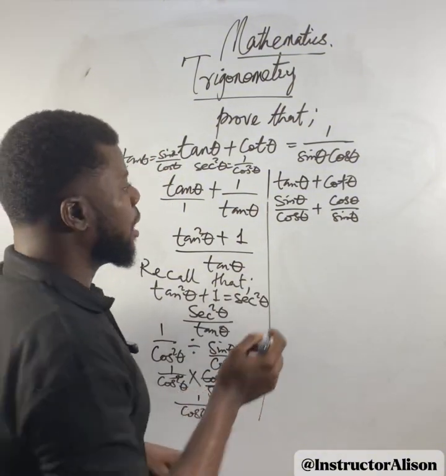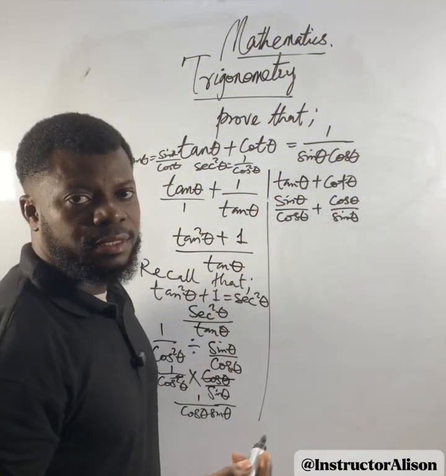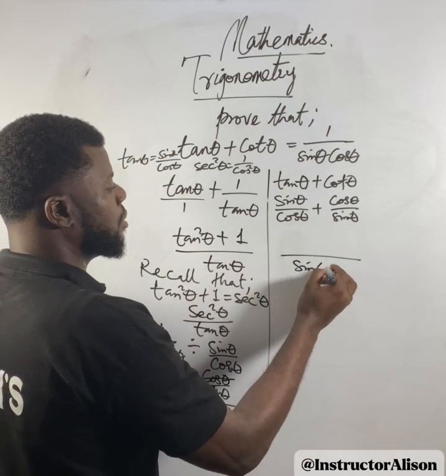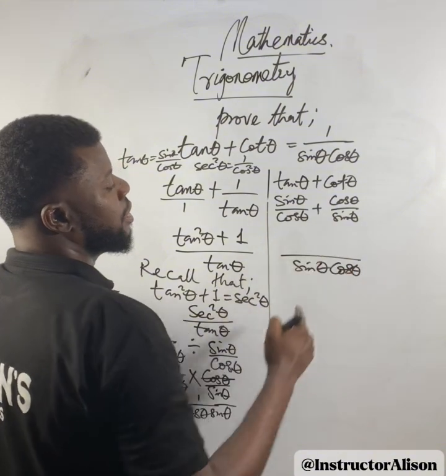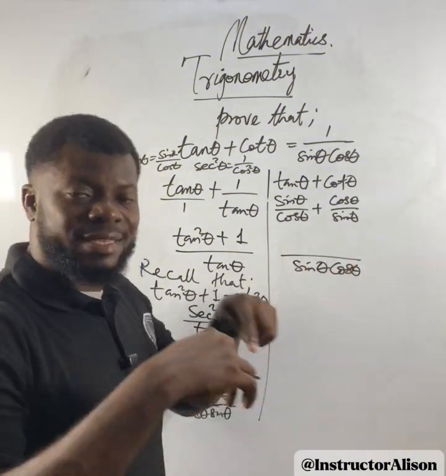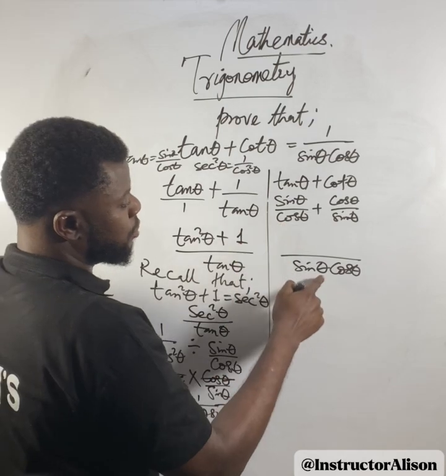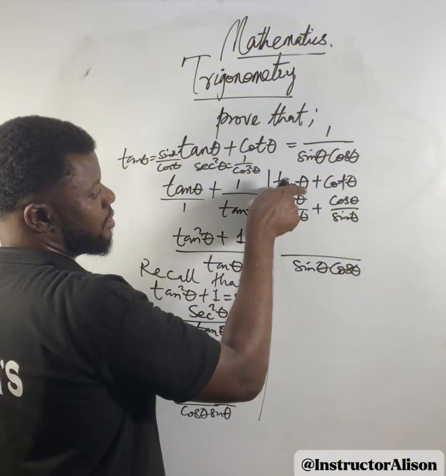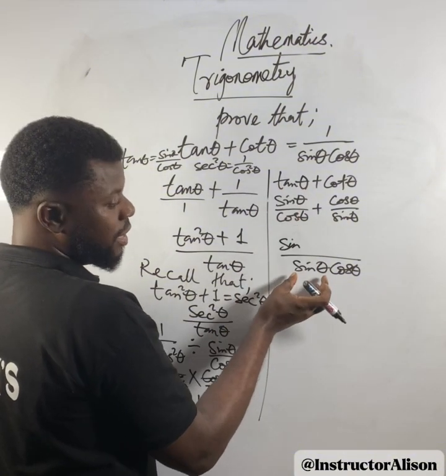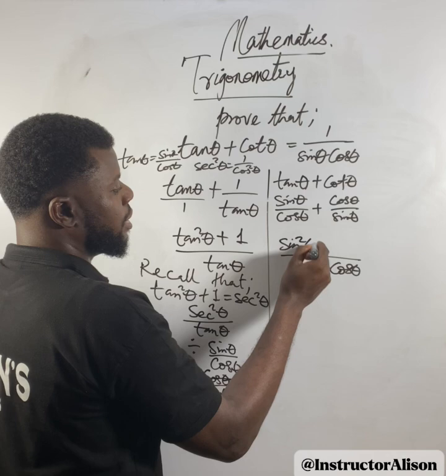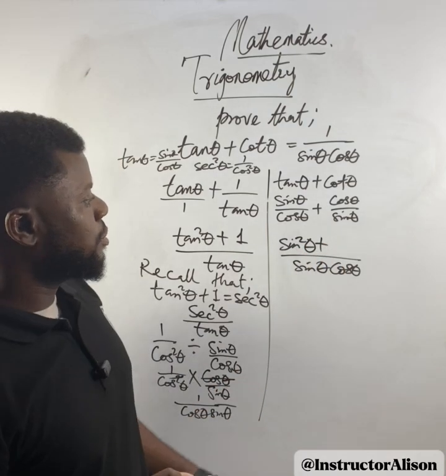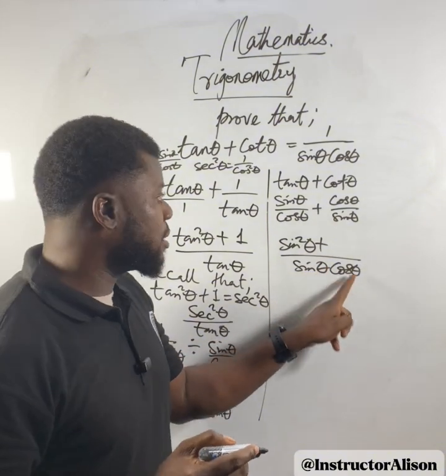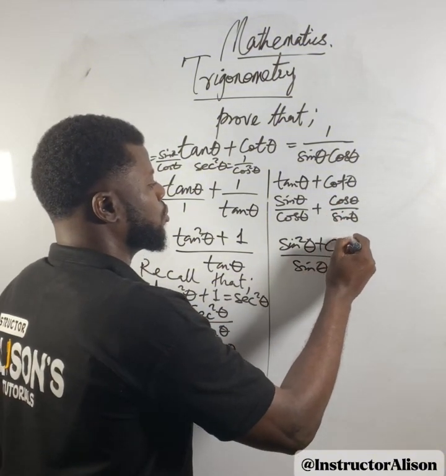So what can we do next? Abeg, this one and this one no go cancel. What you go do? Look for the LCM of cos theta sin theta. The answer will give you sin theta cos theta, because two of them go multiply. Either you write down cos theta sin theta, or sin theta cos theta, na the same thing. This one go into this one, meaning this one and this one will cancel. What go remain is sin theta times sin theta, which will give us sin square theta. Plus this one go into this one, meaning sin theta go cancel sin theta, remaining cos theta. Cos theta times cos theta give you cos square theta.